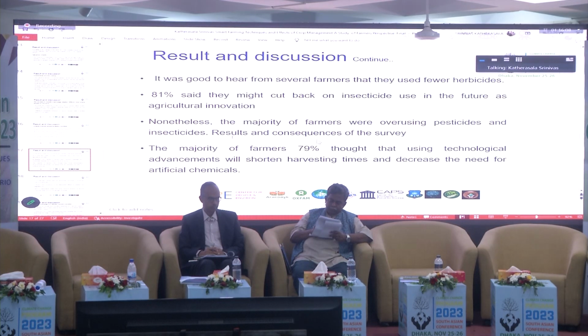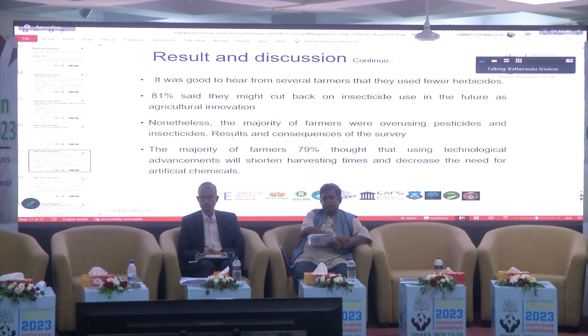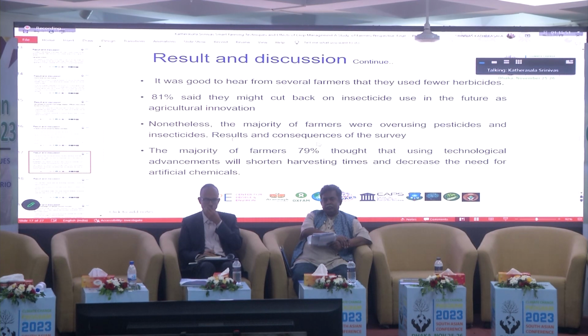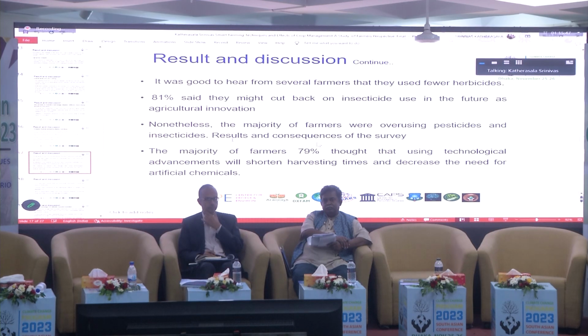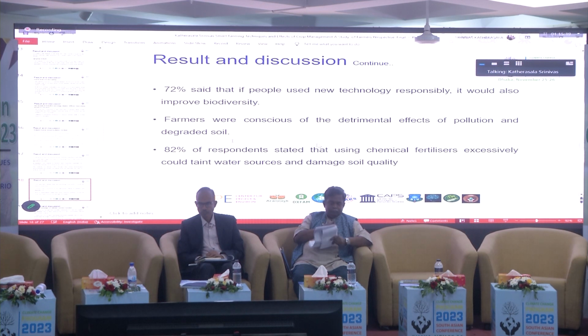Whenever you use excessive chemical fertilizers, the water resources are automatically damaged, not only surface sources but also groundwater, along with air pollution, and the farmers themselves are also affected by chemical pollution. Most of the people are seeing these effects. And 72% of people said that new technology is responsible for improving biodiversity.